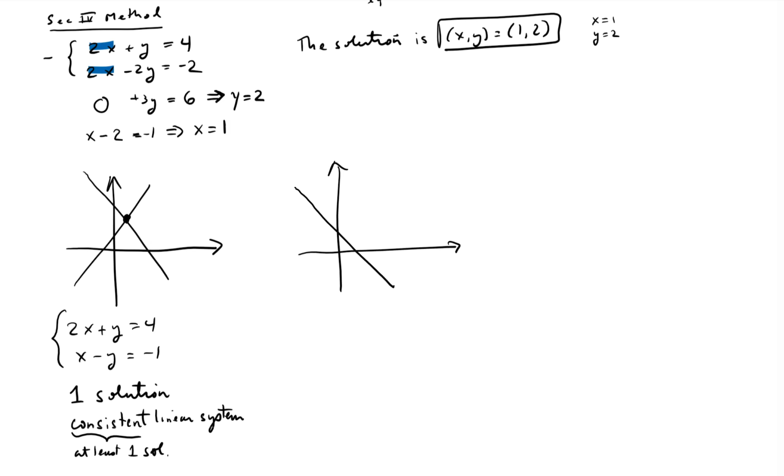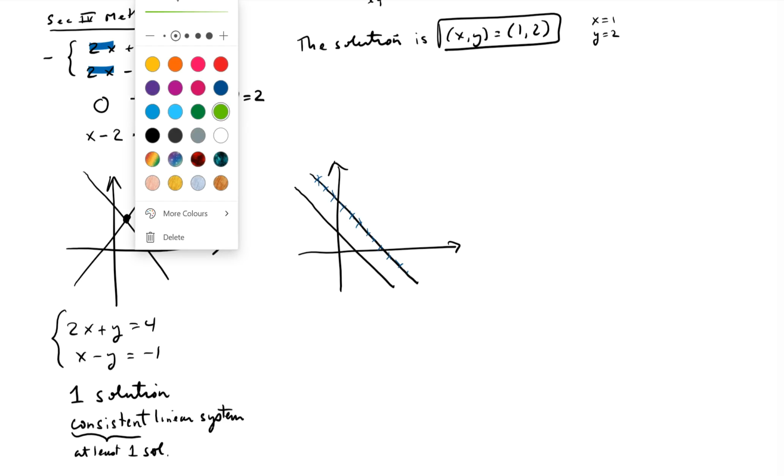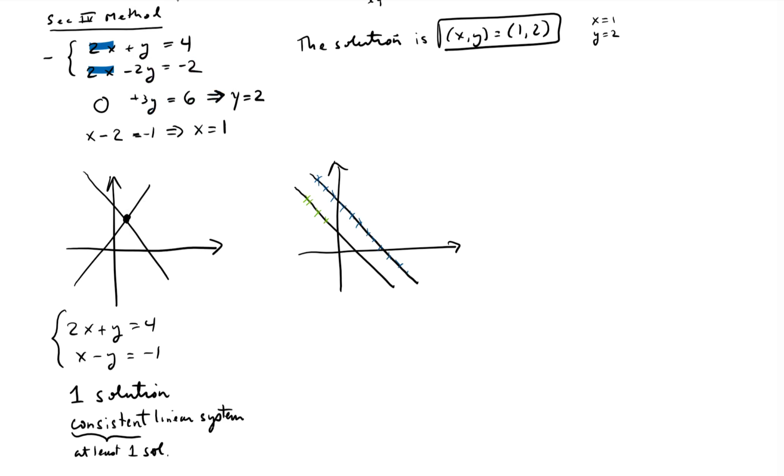What's another possible situation? I could have two parallel lines like that, right? They don't intersect. How many solutions would I have? Infinitely many? 0? Well, let's take a look. Those are points that are part of the first solution set. Those are points that are part of the second solution set.